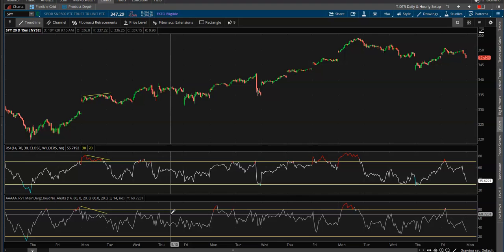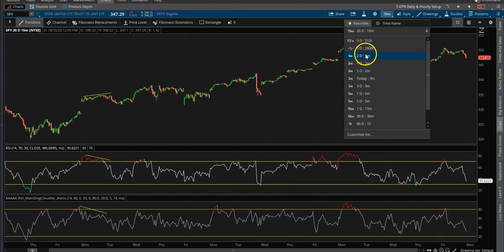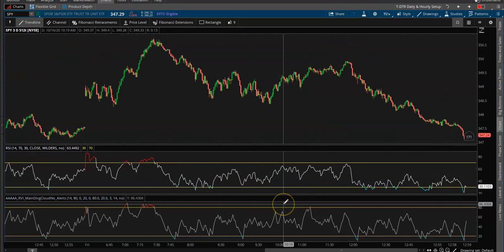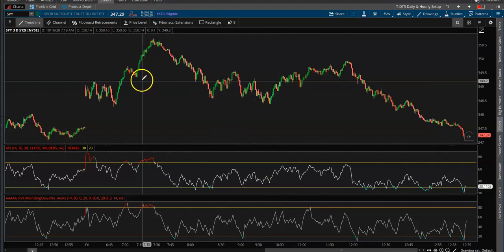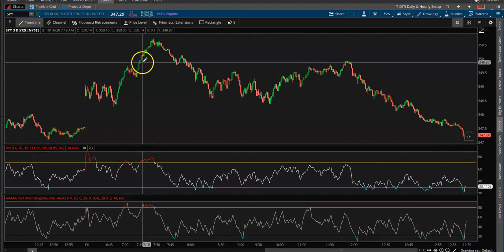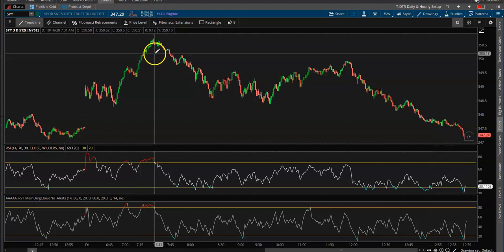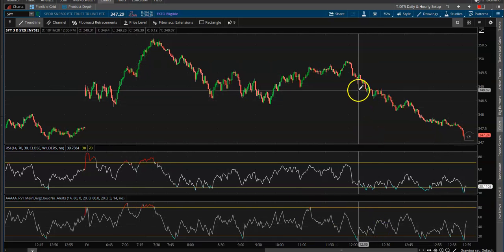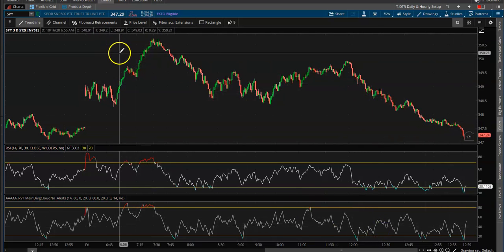But the only time I really like the RVI is when I go to the 512 tick chart. Okay, you could probably do any tick chart, but I've always just kind of used the 512 tick chart. And what happens is this is really a key for me where I like to see divergences.